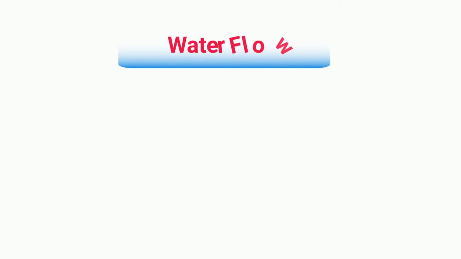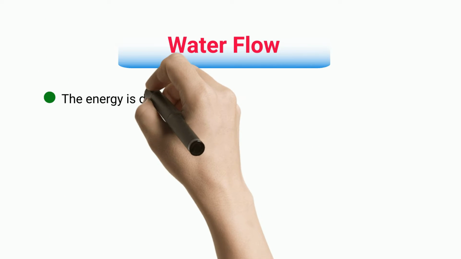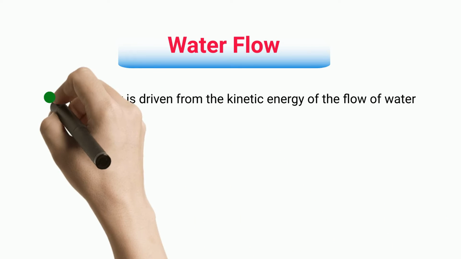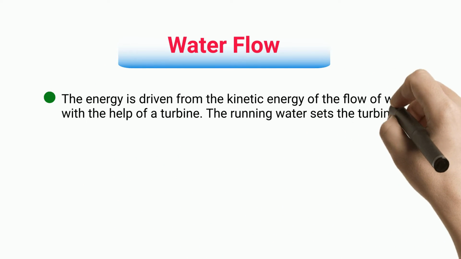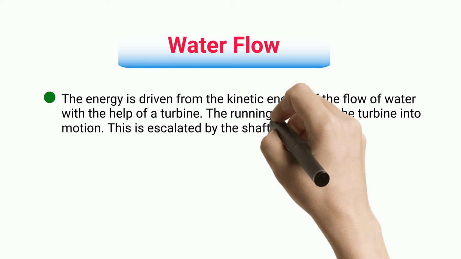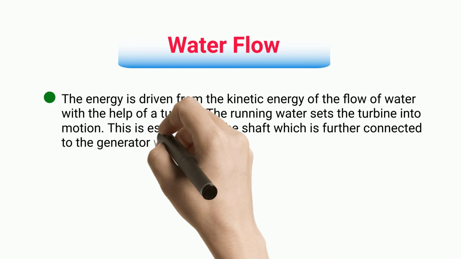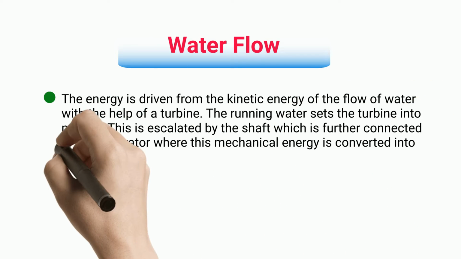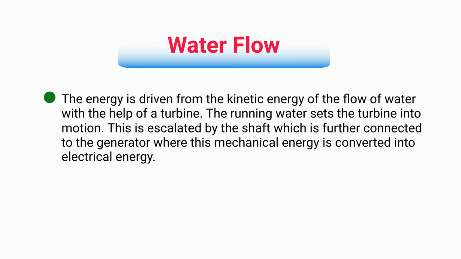Water flow. The energy is derived from the kinetic energy of the flow of water with the help of a turbine. The running water sets the turbine into motion. This is escalated by the shaft, which is further connected to the generator, where this mechanical energy is converted into electrical energy.